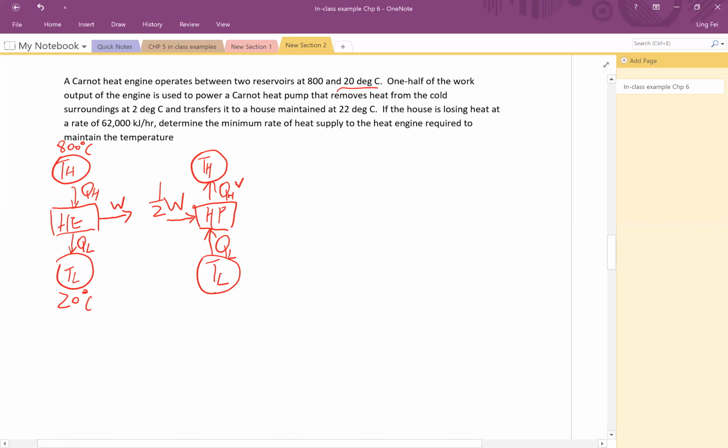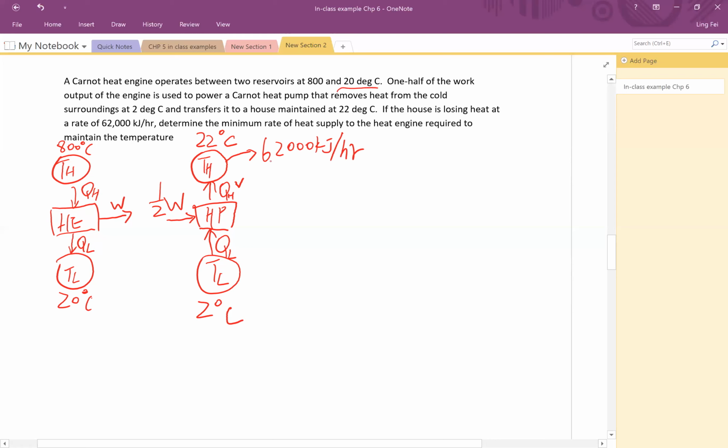From cold surrounding TL, it's 2 Celsius. Then to your room, it's 22 Celsius in the winter. You want to remain at this temperature. So the house is losing heat at 62 kilojoules per hour.